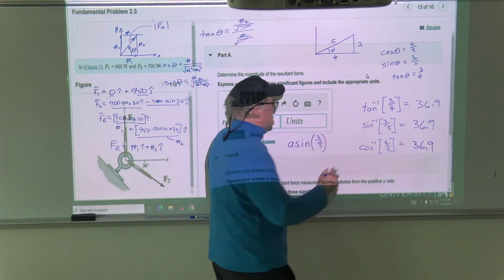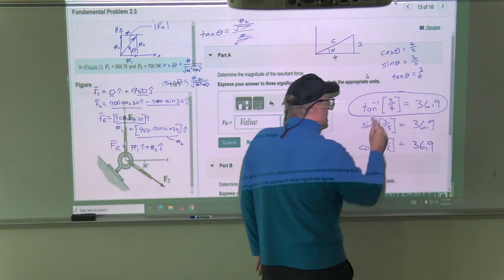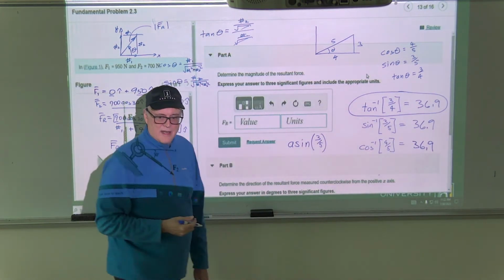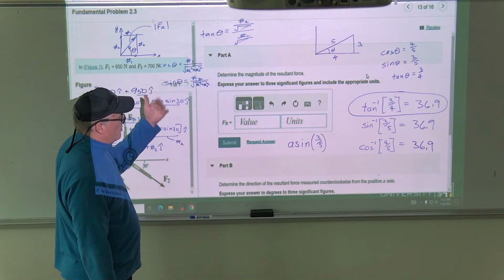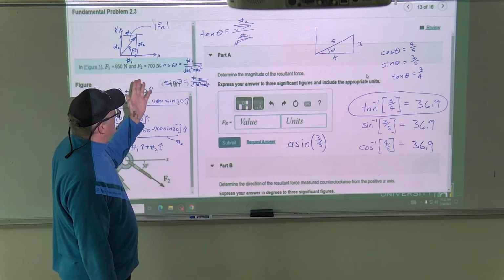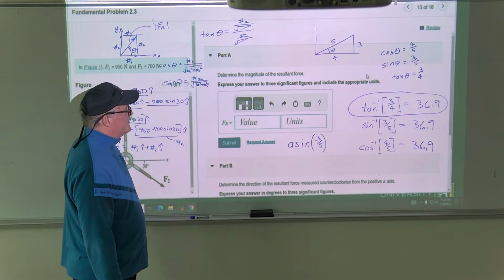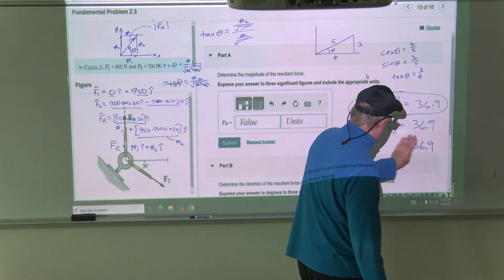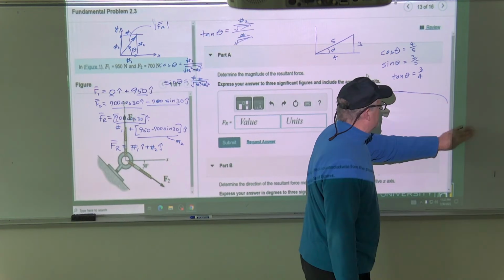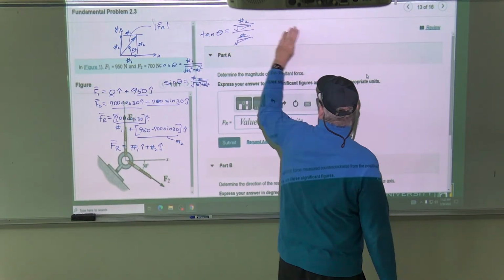So it's up to you. This is what the book does. The book always uses the tangent, but there are many ways you can do that. You don't have to use the tangent if you like using the sine or cosine more. If you're comfortable using the tangent, it's okay. So that's an individual preference. But you also have a check, you know.